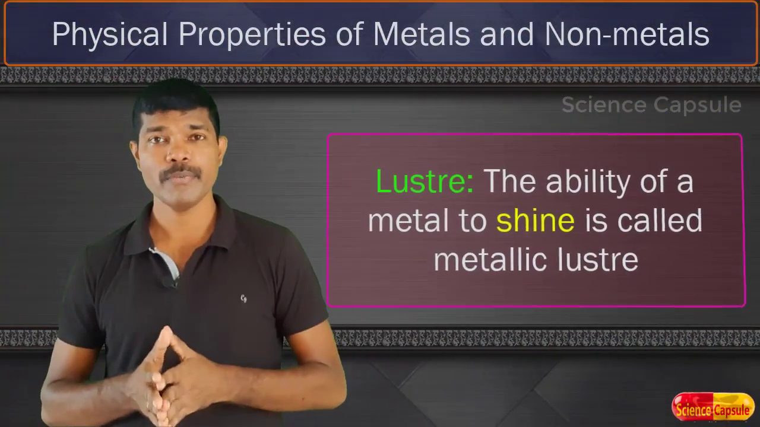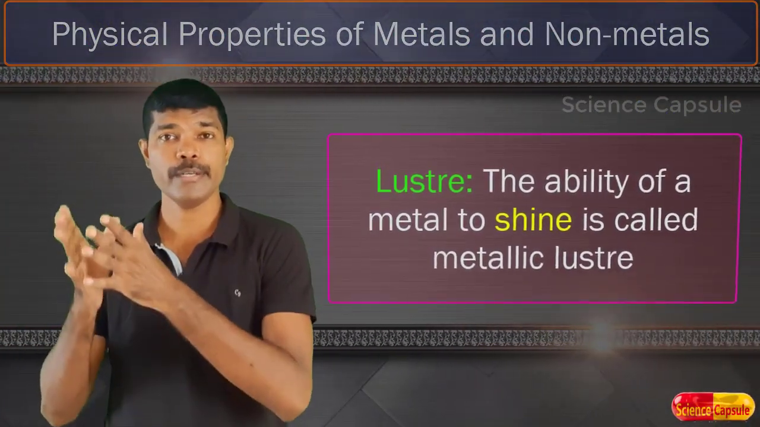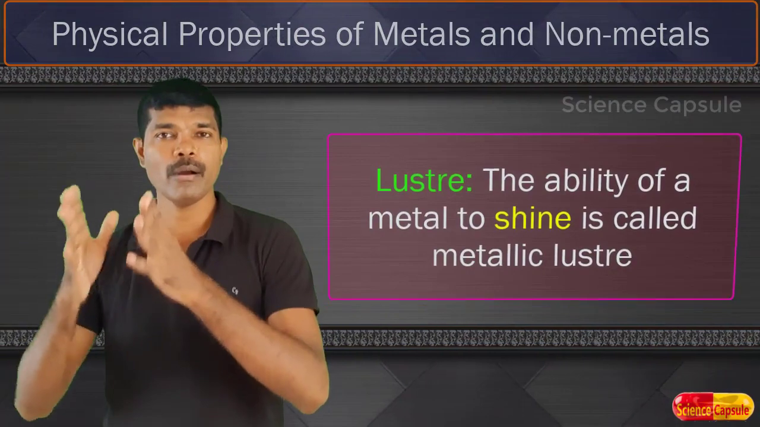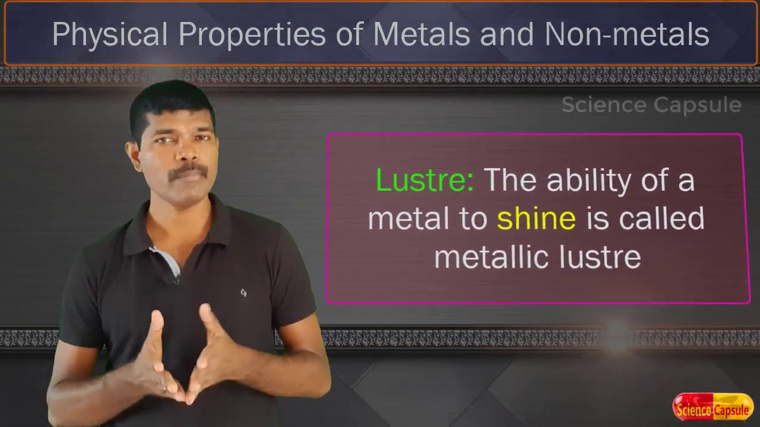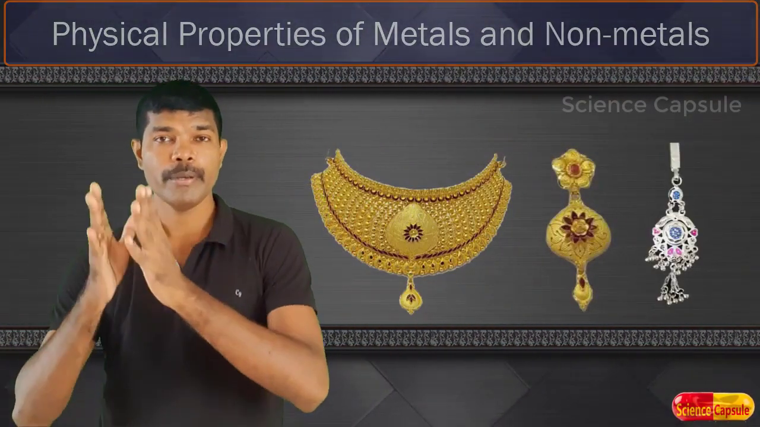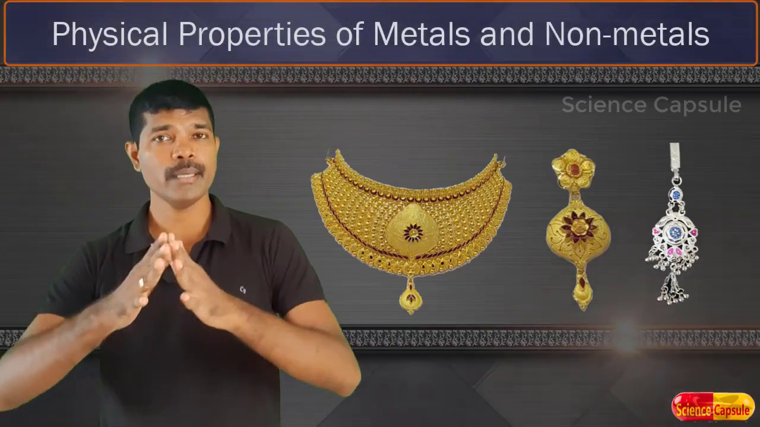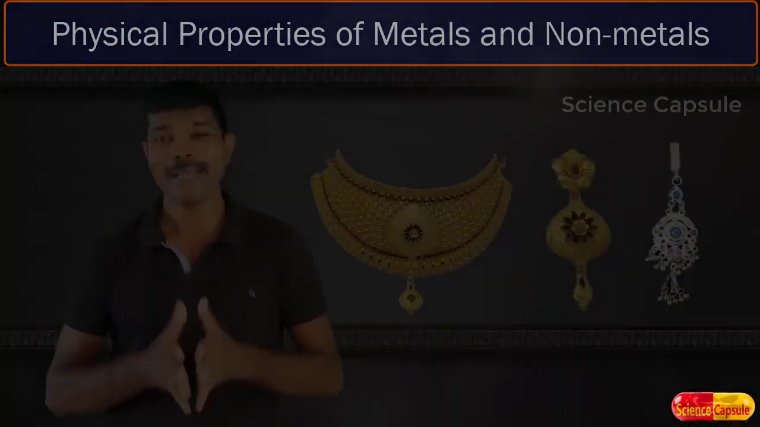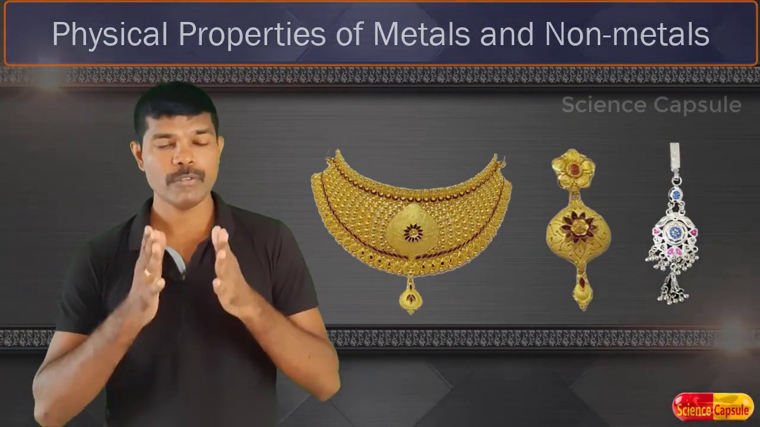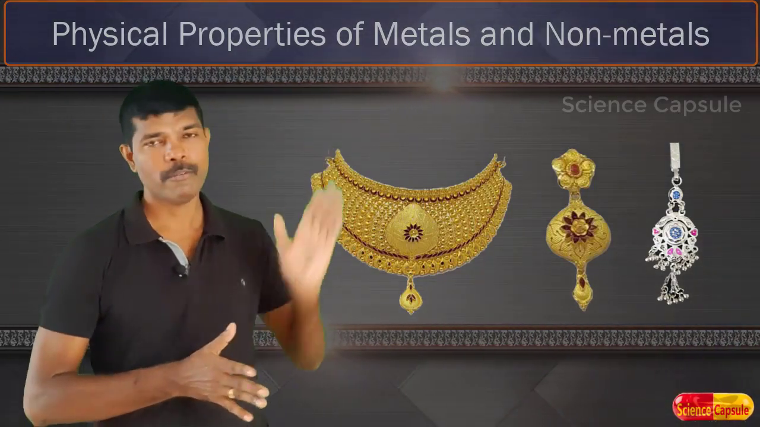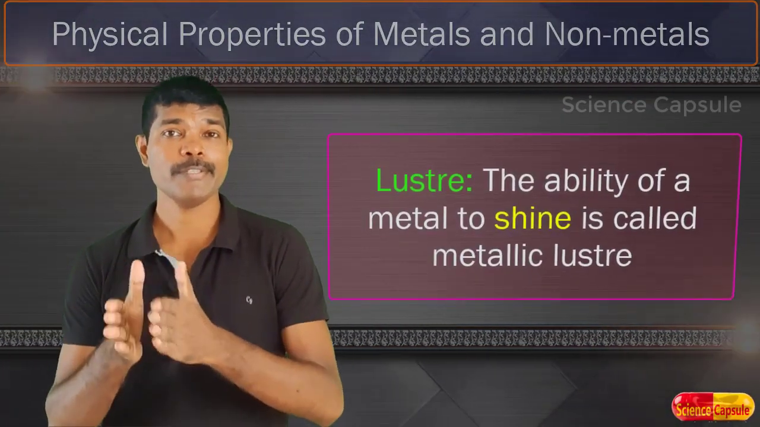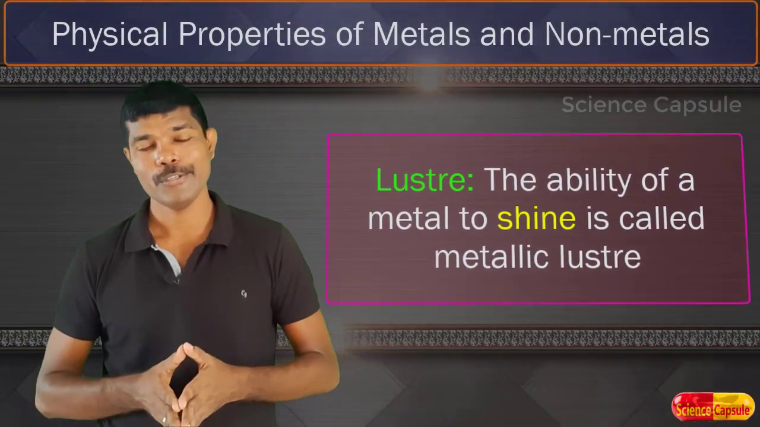Lustrous means a shiny appearance. When metals are exposed to light, they tend to shine. This shiny appearance is used for making ornaments. As you can see on the screen, ornaments are made because of the property of shiny appearance. They tend to shine, that is why ornaments are made of metals. Non-metals don't show the property of shiny appearance. Because of this shiny appearance, a number of materials are made of metals. So the property of metals which makes them shine is what we call lustrous property.